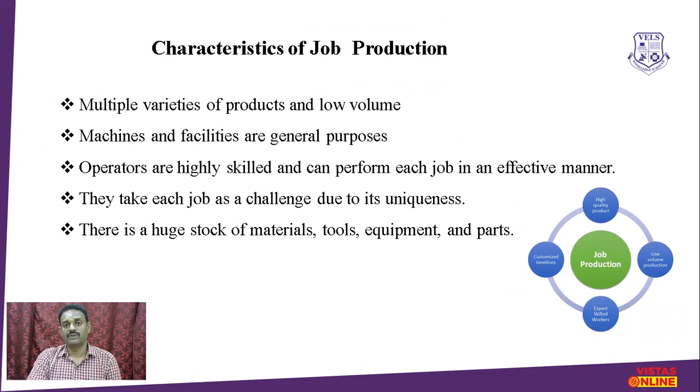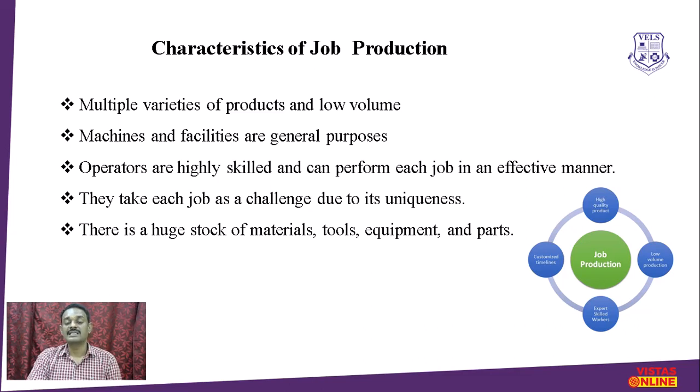The characteristics of job production. Multiple varieties of products with a low volume of product quantity are possible to produce under job production. Then machines and facilities are general purpose. They need not spend a huge amount to buy well-established machinery; that is not possible under job production as well as the intermediate production system.